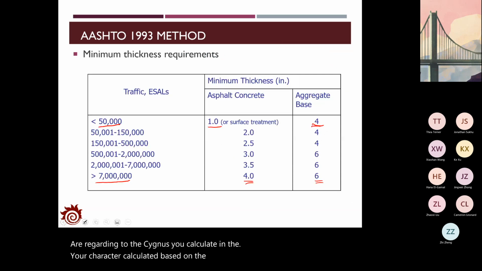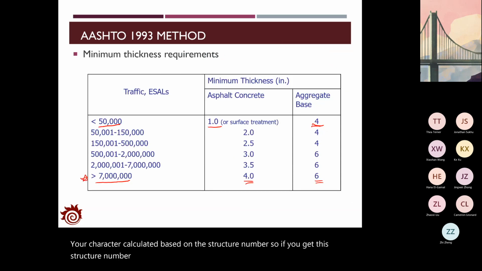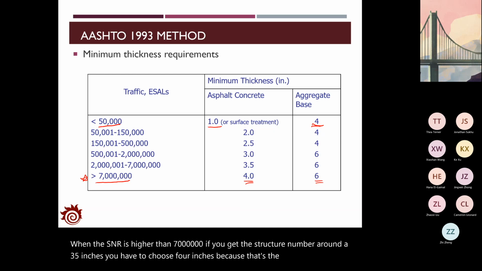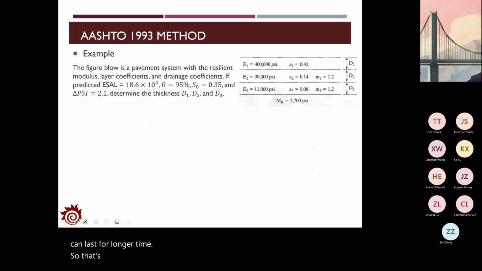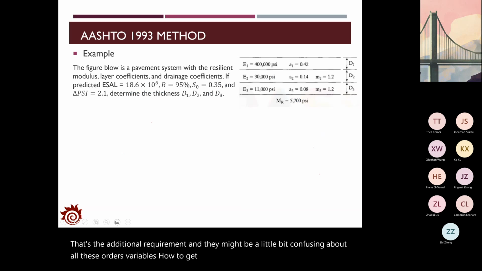So if you get the structure number for the last case, when the ESAL is higher than 7 million, and you get a structure number around 3.5 inches, you have to choose 4 inches, because that's the minimum value we need to make sure the asphalt concrete can last for a longer time. So that's the additional requirement, and I know it might be a little bit confusing how to get all those variables together.